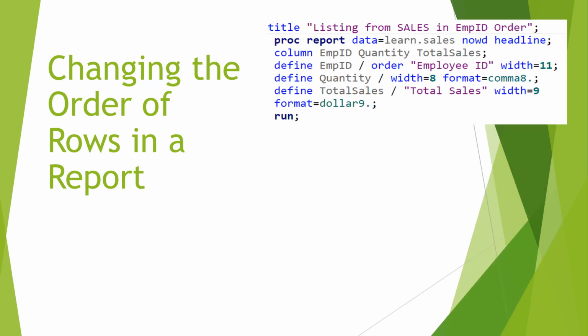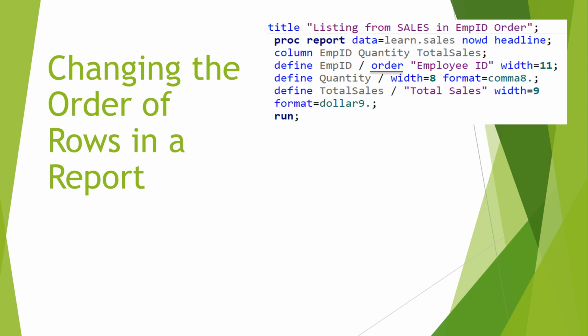If you want a listing in sorted order using PROC PRINT, you must first sort the dataset with PROC SORT. PROC REPORT allows you to request a report in sorted order within the procedure itself. This is accomplished by requesting the order usage as an option in your define statement.